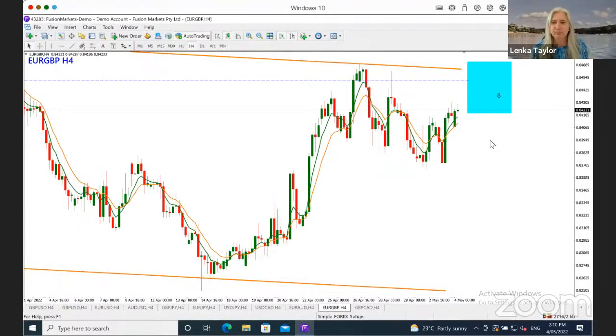All right, so looking for any pullback, let's say, where would that go? Maybe up to this top there, or the trend line, or around there, the top of the channel, and then looking for short after that.